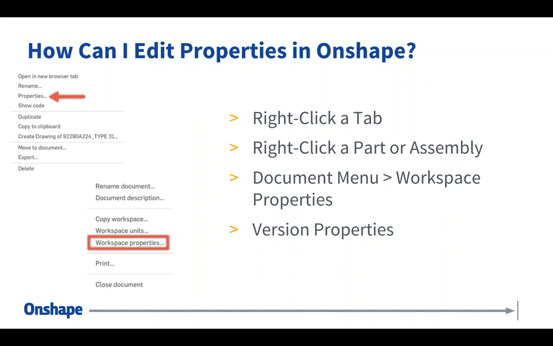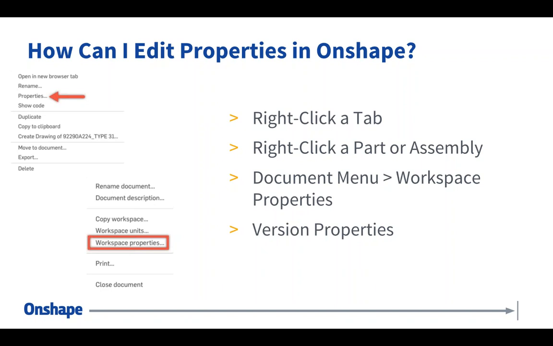You'll find that under the document menu, and I'll show you that in just a second. But you can also right-click individual parts. You can right-click individual tabs, a part studio or an assembly or a drawing. And you can also edit version properties. I'm going to show you an example of this in just a second, but when you're creating your document and you go in to edit the properties, that's the active document. But you may want properties specific to a version. Revision A, for example, has certain properties. And you can do that. You'll see an option when creating a version to also edit the properties. So these are the key things.